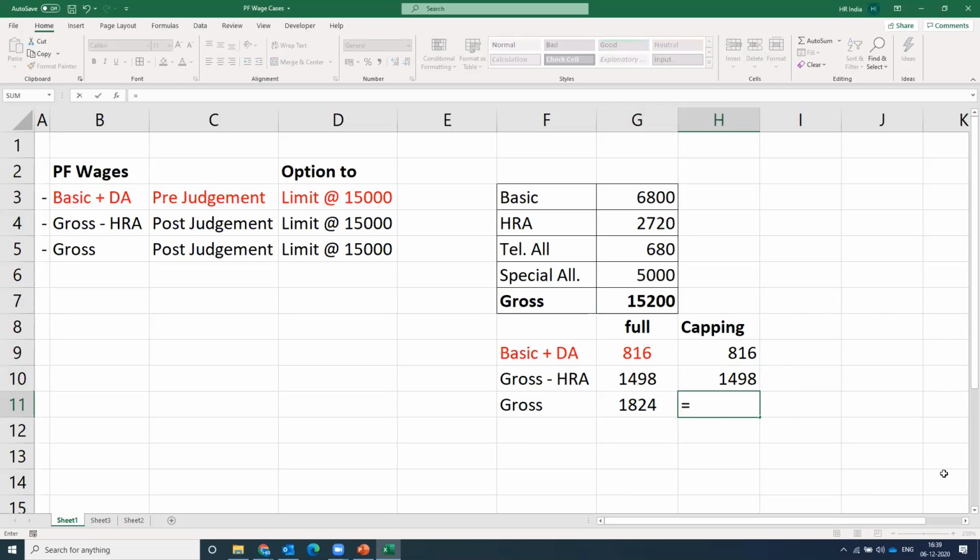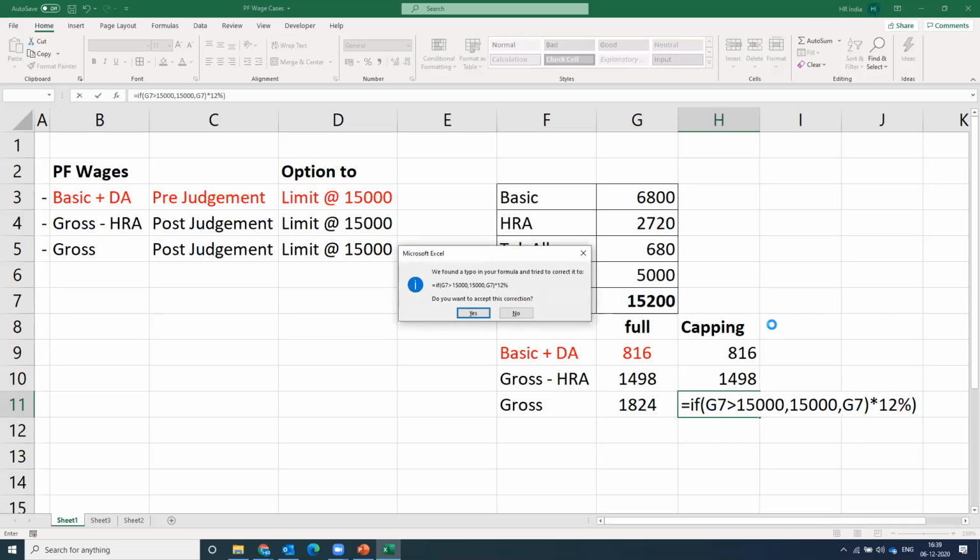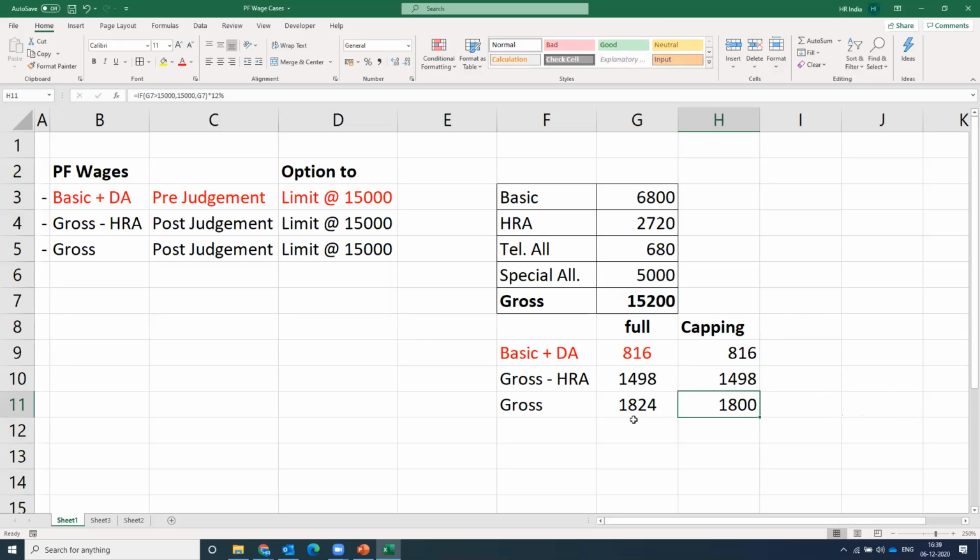When we are contributing, now this time we are considering the gross salary as the PF wage. If the PF wage is more than 15,000, I want to limit my contribution at 15,000. Otherwise, on the actual PF wage, bracket close, multiplied by 12%, right? And then bracket close, enter. And now see, earlier when there was no capping, the PF contribution amount was 1824.